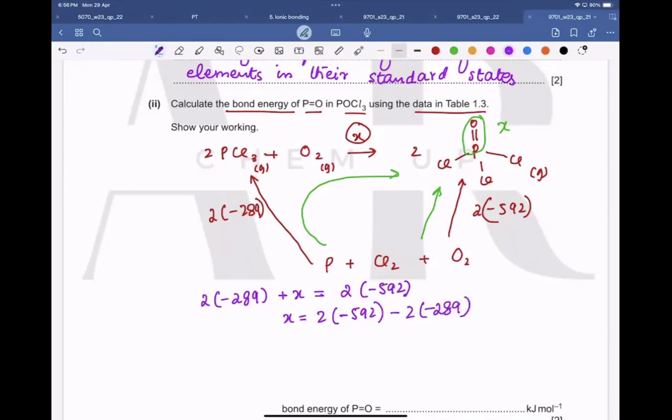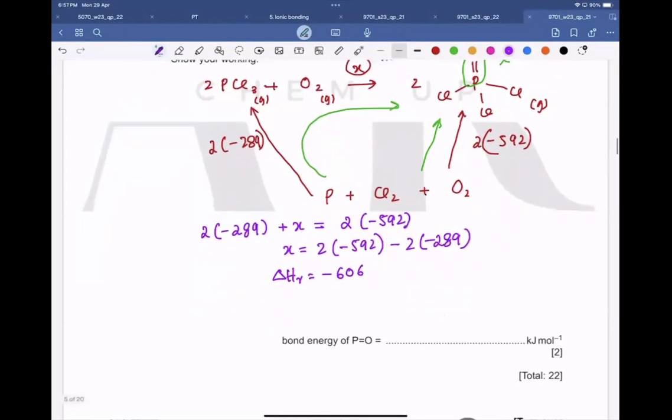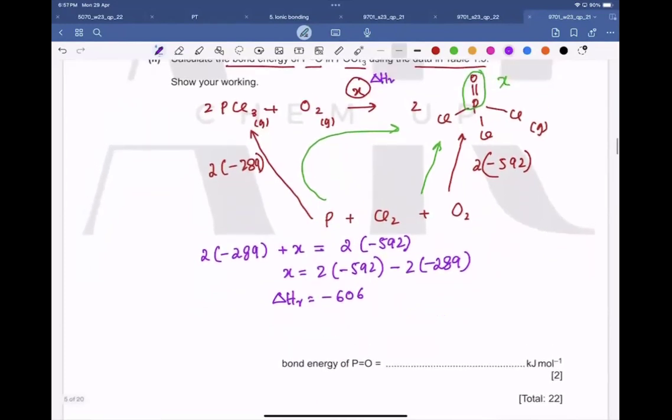Can anyone solve it and tell me the answer, the enthalpy change, this delta H, what it is? It's minus 606. Is this understandable to all of you?